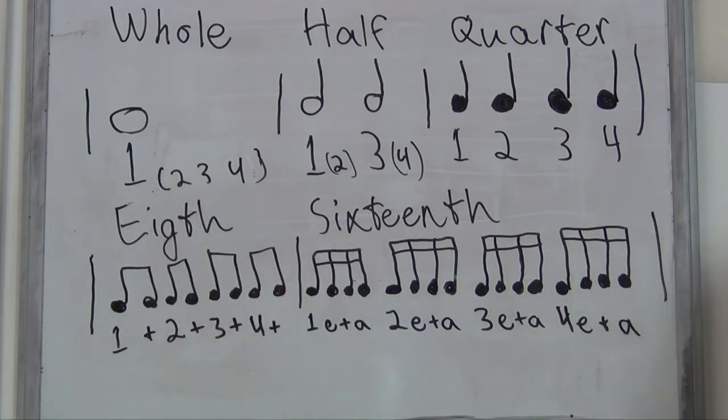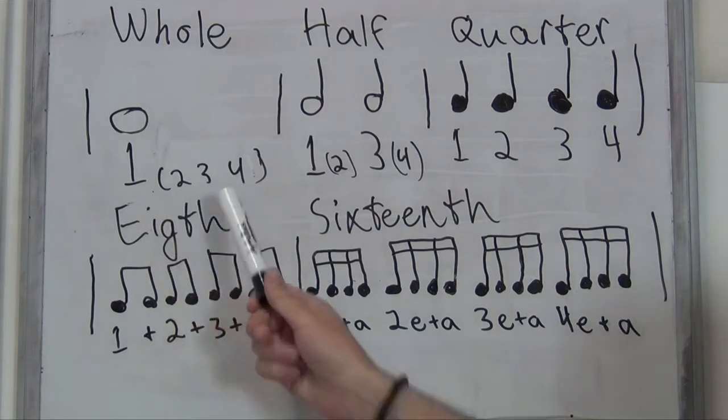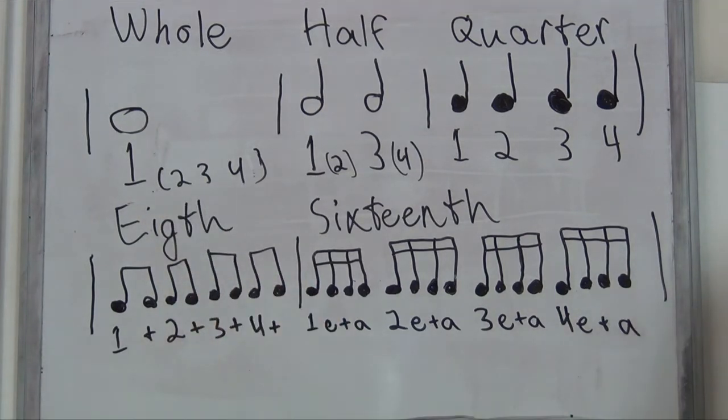Now this takes up a whole bar or measure in music. What that means, in this case, is it takes up 4 beats. Sometimes in music you'll see bars that take up less or more than 4 beats, but still a whole note will always be 4 beats. Alright? The next one that we have is a half note.